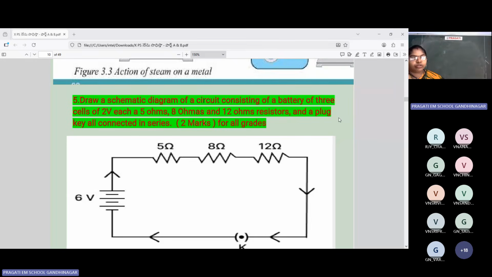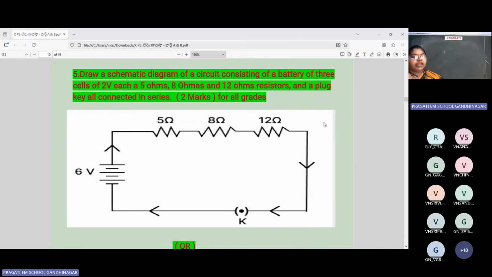You have to draw the circuit diagram. Here all the resistors are given in series combination. So first of all, draw all the resistors in series combination. Don't neglect this diagram. And the battery, it is like this. If you keep the battery here also, no problem. Next, this is the key.